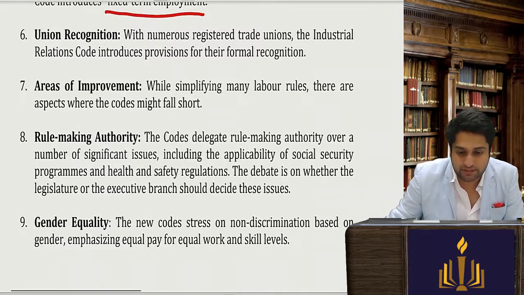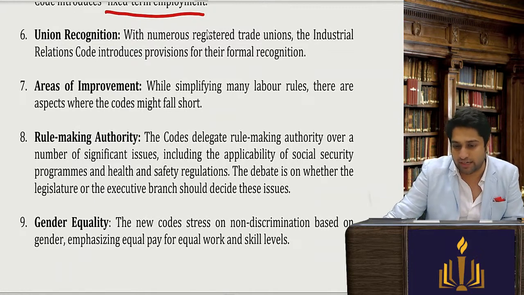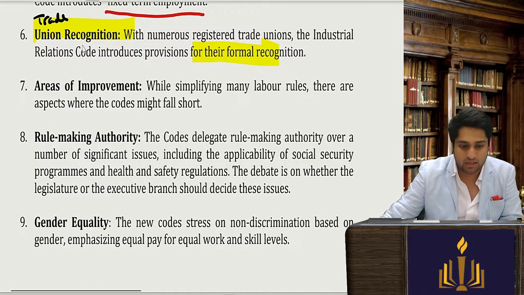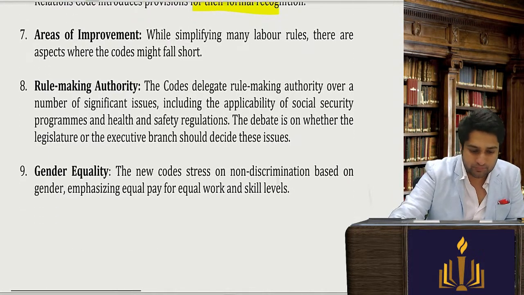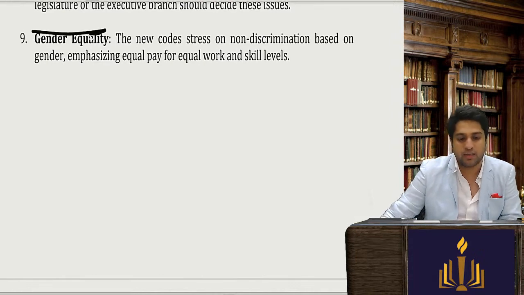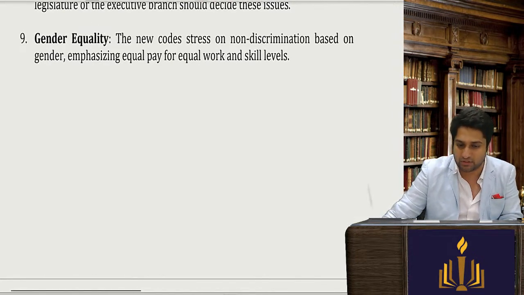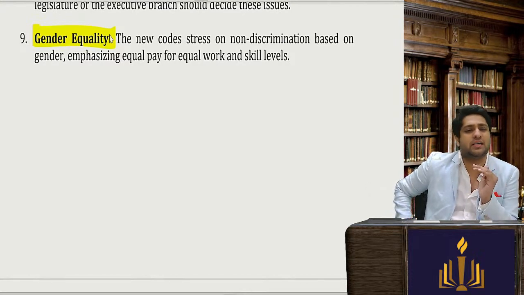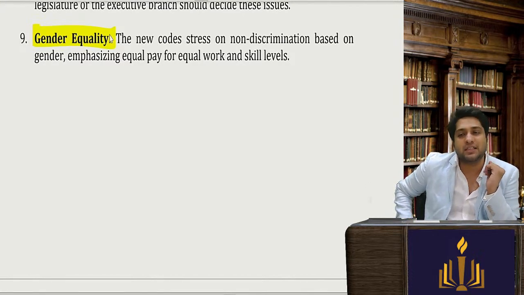With numerous trade unions, the industrial relation codes provide for formal recognition. So the trade unions have been recognized under the code. Obviously, earlier also it was there. Gender equality is something which was there in the constitution also, and the earlier act was also there, and now also they said that, listen, there should not be any discrimination on the basis of gender. Equal pay for equal work. Simple.